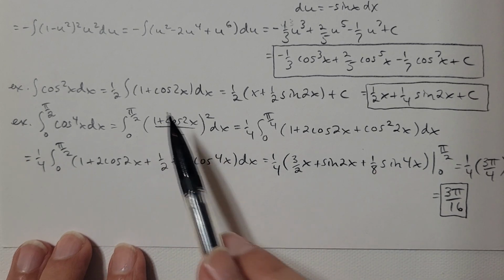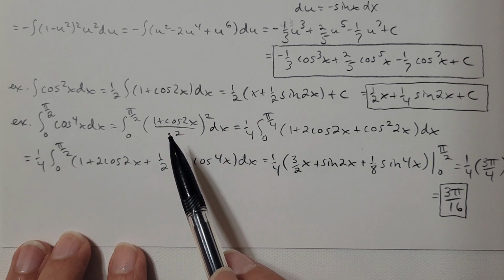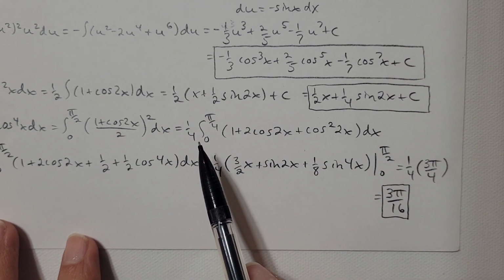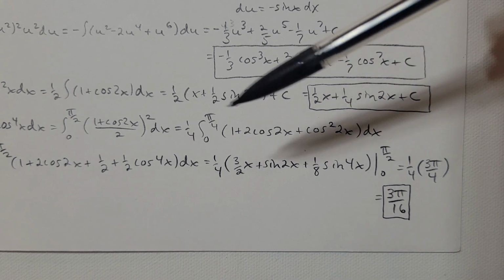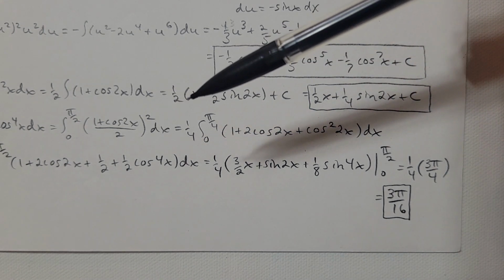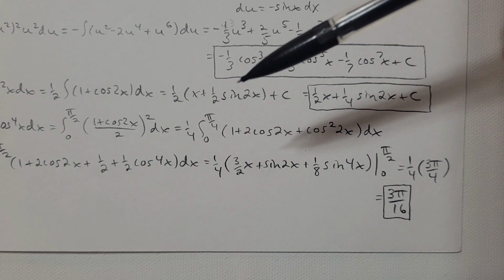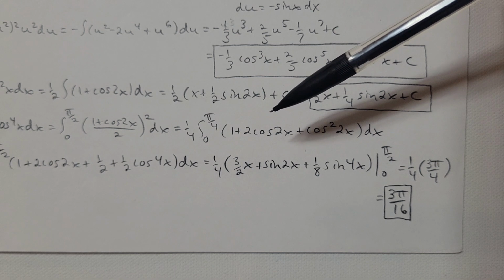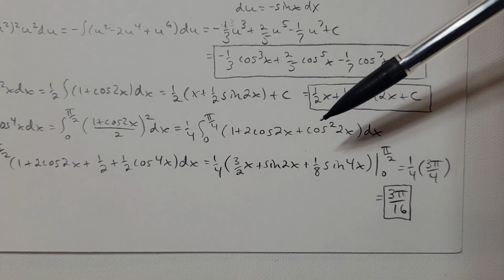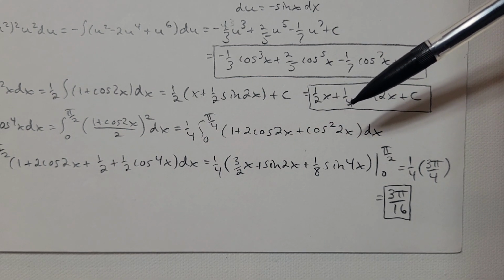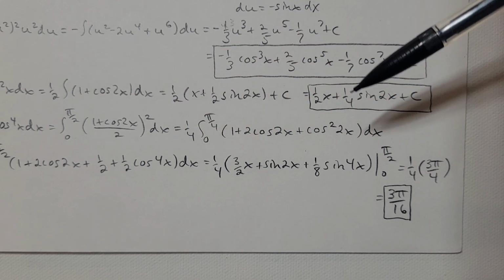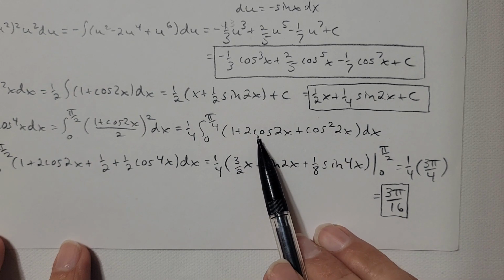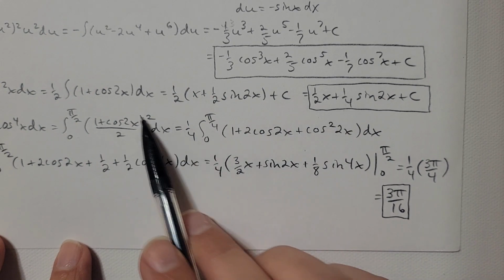And here's where I'm at so far. 1/2 squared, that's 1/4. 1/4 is a constant. I can bring that out of the integral. And 1 plus cosine of 2x squared then would be 1 plus 2 cosine 2x plus cosine squared 2x when I FOIL that out. Okay, now I know the antiderivative of 1 and the antiderivative of 2 cosine 2x.